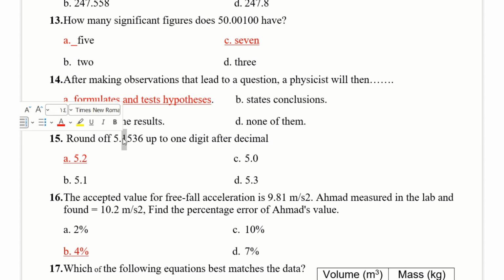Round this number up to one digit after the decimal. I need only one digit, of course. After the 1, you will look, what is it? It is 539, so it is more than 5. You will add 1 immediately, so it will become 2, 5.2, so it is A.